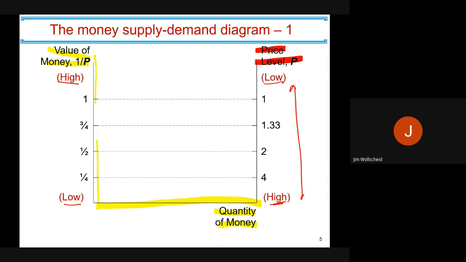When I do a lot of the slides in the book, or if I draw graphs on my own, I focus on the value of money and the quantity of money. And you should just know from definition or from work in the book the relationship between the value of money and the price level, that they're inverses. So if the value of money decreases, that means the price level increased.